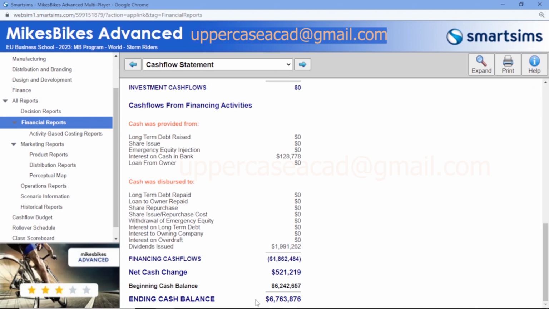Then the ending cash balance was 6,763,000. Now ensure that your cash flow is positive in early rounds so that you can buy additional capacities, the ACUs. Ensure that you have enough funds to finance the ACUs. This will also increase your margins. So the next report is the marketing report. Let's move on to the marketing report.